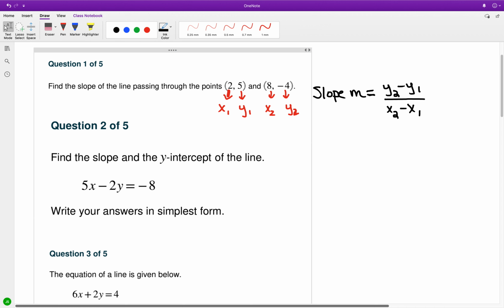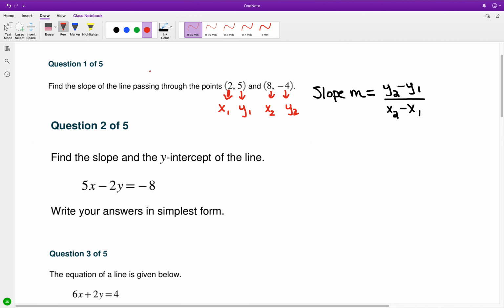Okay, for section 1.4, question number 1, it says to find the slope of the line passing through the points (2, 5) and (8, -4). Keeping in mind that all ordered pairs are of the form (x, y), we will designate (2, 5) as the first set of coordinates, where we have 2 as x1 and 5 as y1, and (8, -4) as the second set of x and y values.